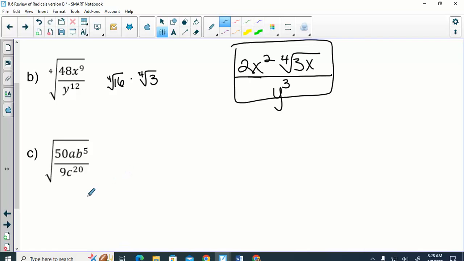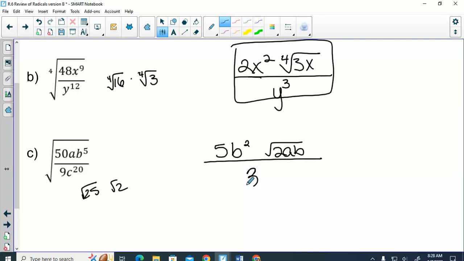C, square root of 50. What did you break? So square root of 25 is 5. 2 stays underneath. If you have 1 a, is that enough to pull it out? So that stays. I have 5 b's, so that would make 2 groups of 2 with 1 left over. On the bottom, the square root of 9. And c, the 20th.